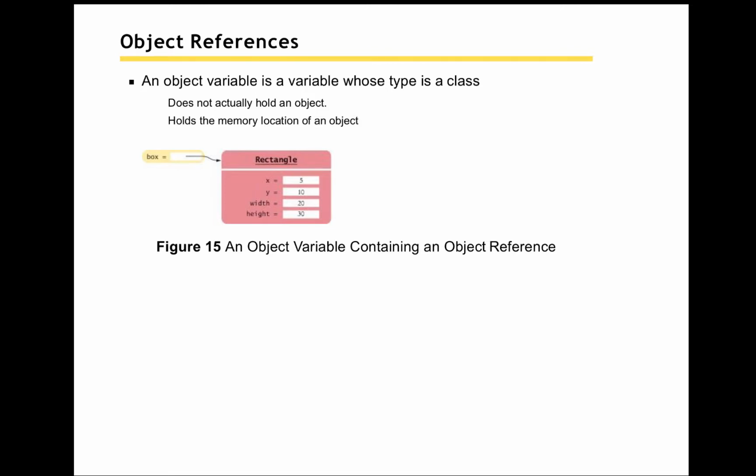We are going to explain the object reference in Java. An object variable in Java does not actually store that object. It only holds the memory location of an object. So if we declare a variable called box, it will refer to the memory location of the actual object rectangle.